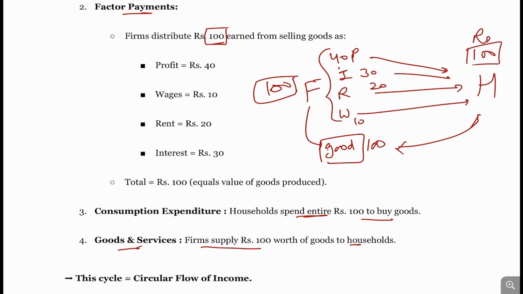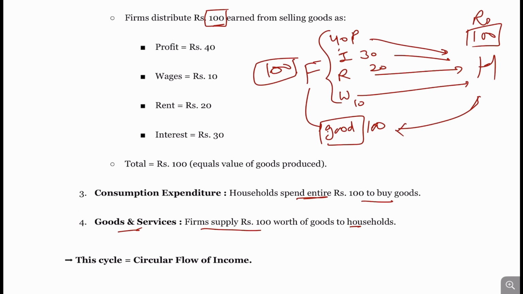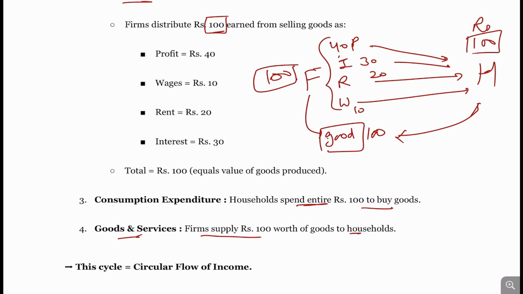Firms are making payments to the households, households are buying goods and again paying back to the firms. This is how the circular flow is working, right? You should understand one thing: 100 rupees of goods are being produced, that's why the GDP of this economy is 100. But is this 100 rupees economy going to increase? How is it going to increase?